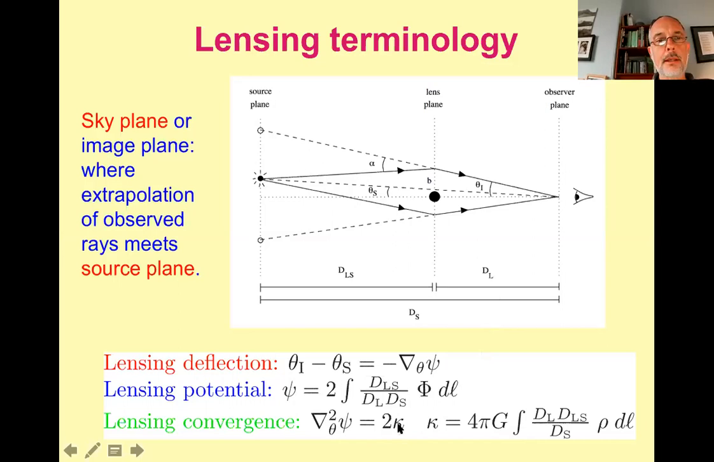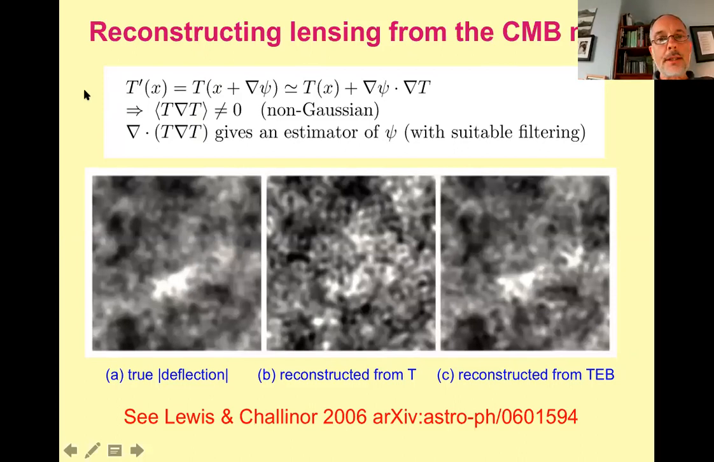The question is, can we deduce them given some data? And with the microwave background, yes, you can, and this is how it works. The temperature that you actually see at some angular position x, as I said, is actually copying the temperature fluctuation from some different location, offset by this lensing deflection, the gradient of psi. So if you Taylor expand that, there's basically a change to the temperature field, which is the product of the gradient of the lensing potential times the gradient of the temperature itself.